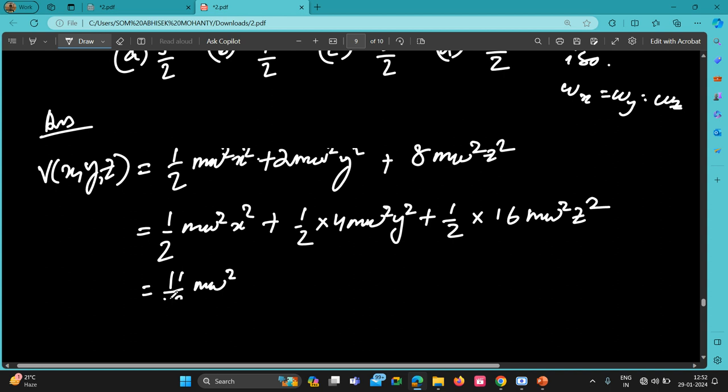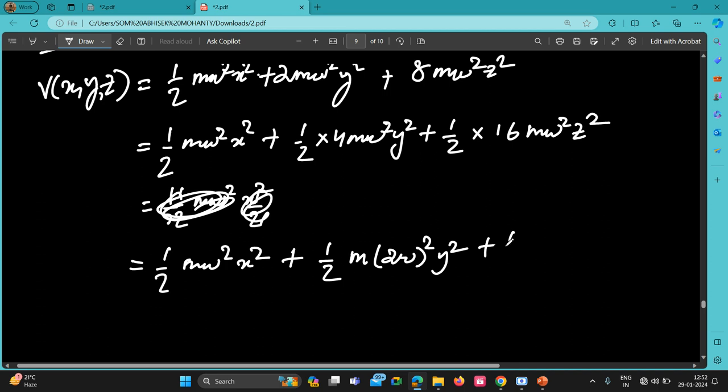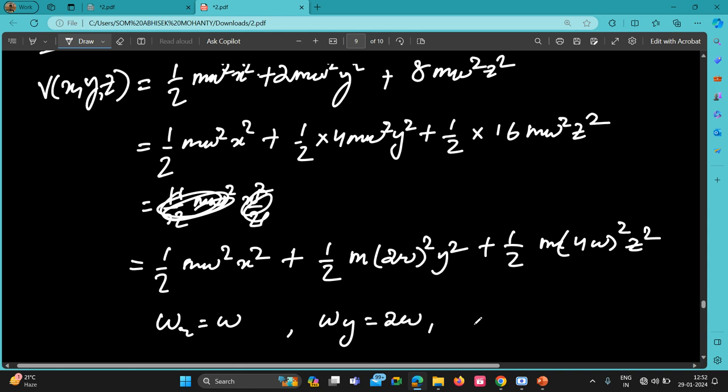So half m omega square x square. I'm sorry for this, there is some problem with the pen. Here omega is omega. Here half m, I can write (2 omega) whole square y square, because 2 omega square will automatically give me 4 omega square. Plus half m, I can write here as 4 omega square z square, isn't it? So we can write from here, omega x is omega, omega y is 2 omega, omega z is 4 omega.